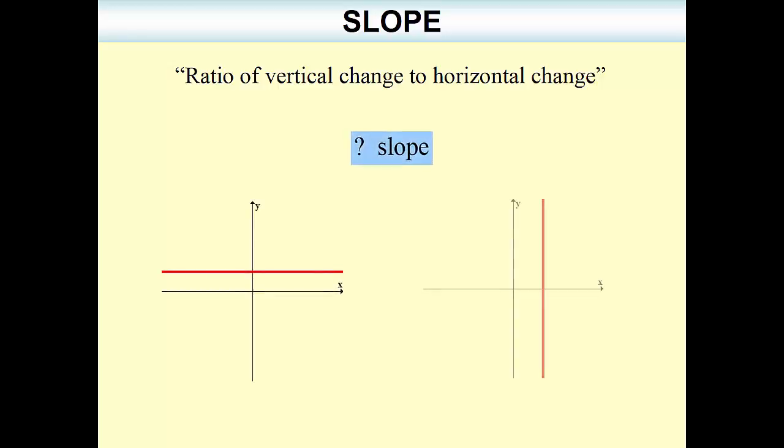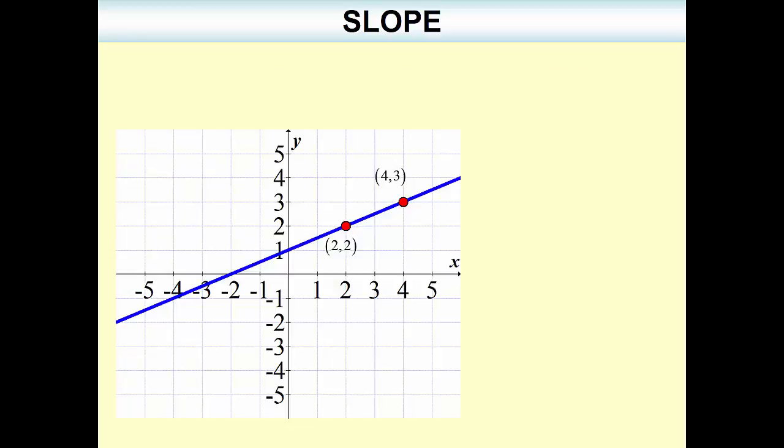What about these lines? Well, the one on the left has a slope of 0. The rise is 0 and the run is some positive or negative number. 0 divided by some other number is 0. The one on the right, however, has a run of 0, as in the bottom number is 0. And there's no such thing as a number divided by 0. So we say the slope is undefined, or no slope. Not 0 slope, no slope, non-existent.